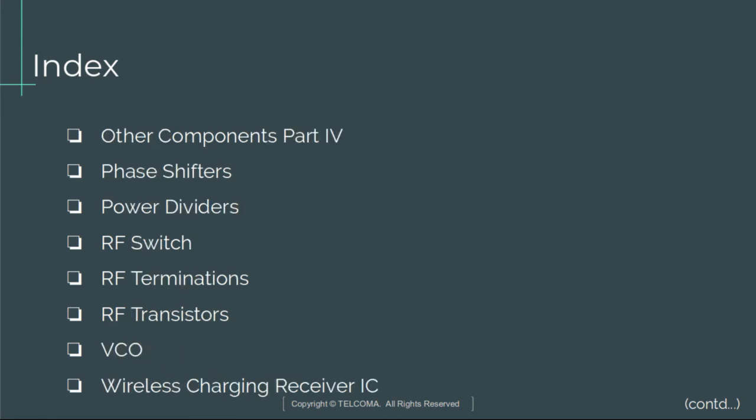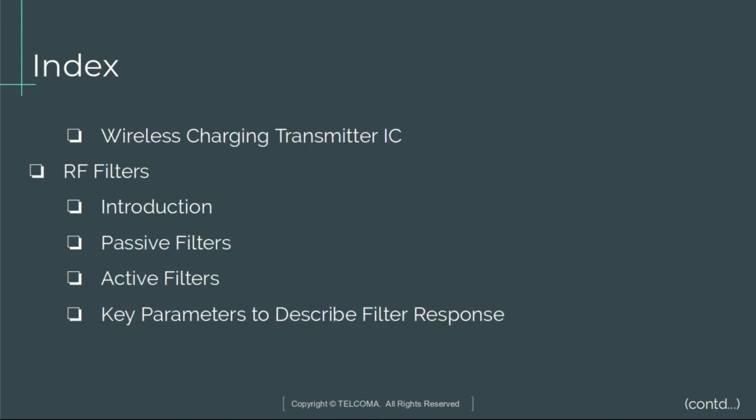13th chapter is Other Components Part 6. It includes phase shifters, power dividers, RF switch, RF terminations, RF transistors, VCO, wireless charging receiver IC, and wireless charging transmitter IC. And 14th chapter is RF filters, that includes introduction, passive filters, active filters and key parameters to describe filter response.